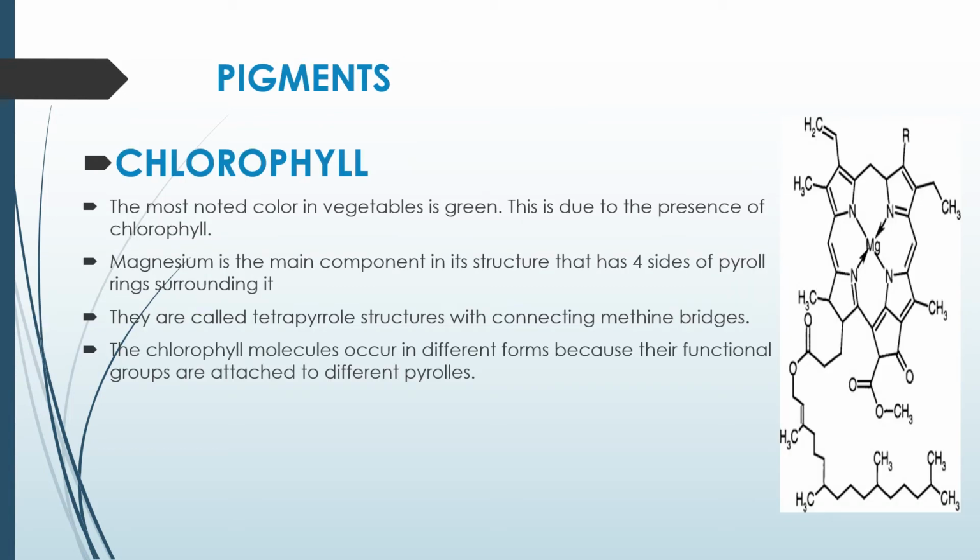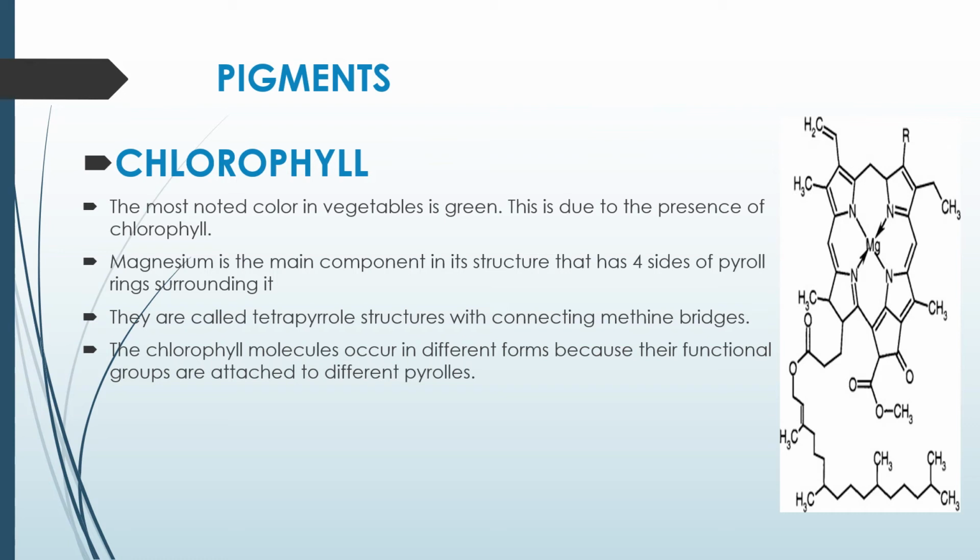Chlorophyll, which is responsible for green color in vegetables. If we look at its structure, it is a very complex structure, but around the magnesium you can see there are four pyrrole rings and they are supported by the methine bridges, and these rings once they are combined with each other are known as tetrapyrrole structures. The chlorophyll molecules occur in different forms because their functional groups are attached to different pyrroles.